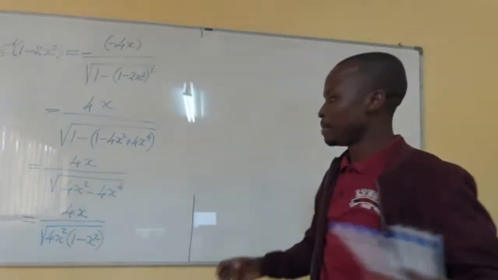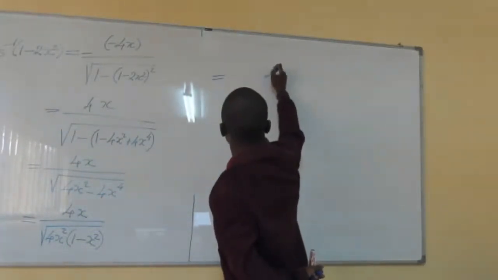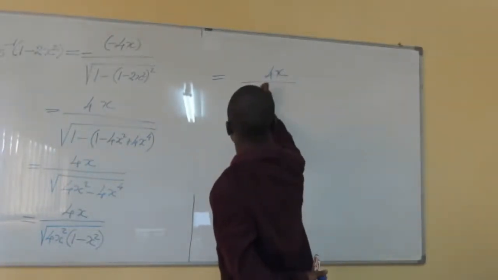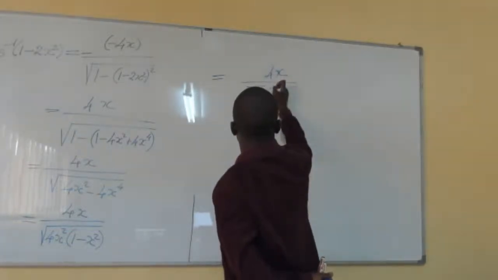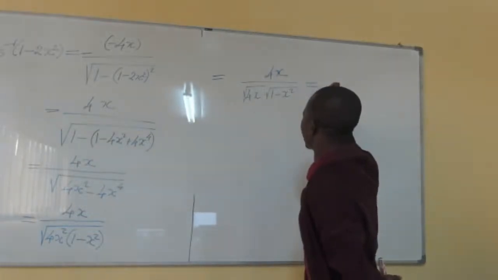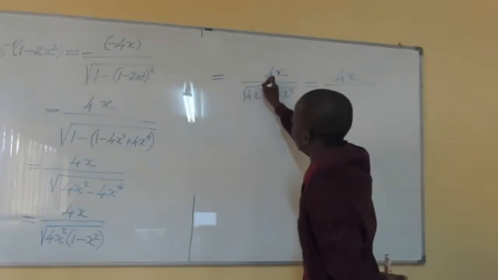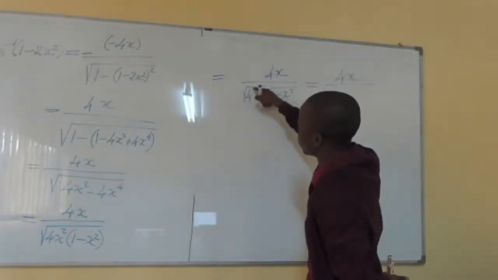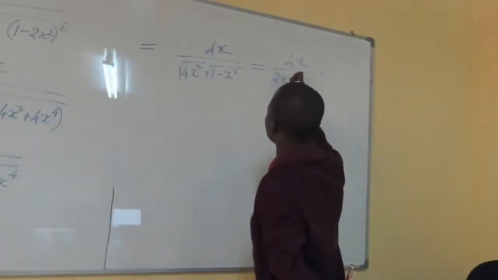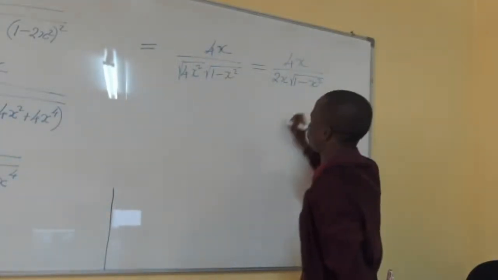All right. Now, if you remember sines, when we did sines, this is the same as 4x divided by the square root of 4x squared times the square root of 1 minus x squared. And this is going to give us 4x over, now, oh, this is x squared. The square root of 4 is 2. The square root of x squared is x. So we are going to have 2x times the square root of 1 minus x squared.